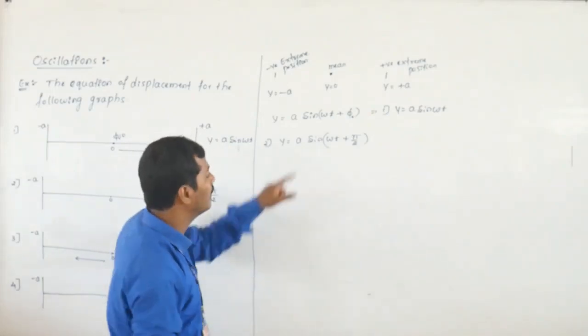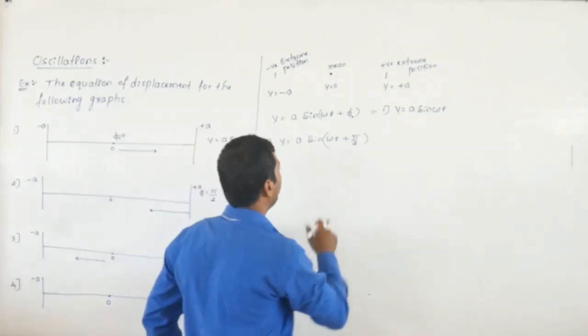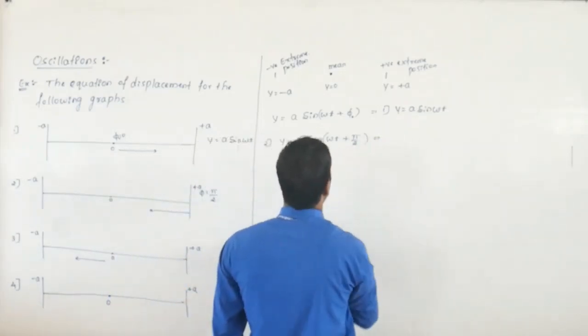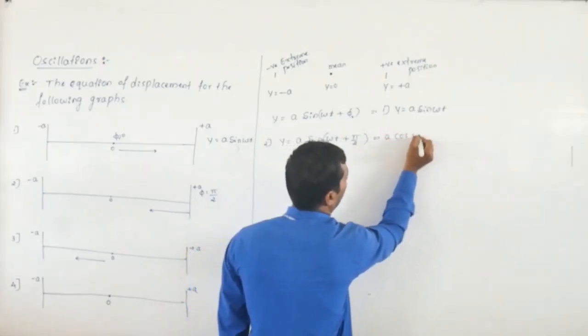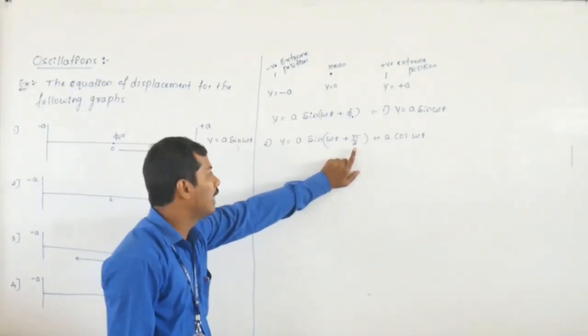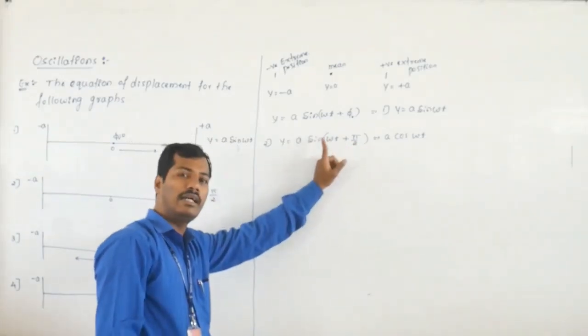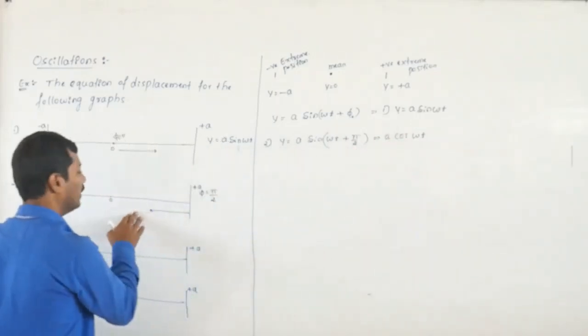In the second quadrant sine is positive. So sine is positive now, so it becomes A into cos of omega t, because it is an odd angle: sine of 90 plus theta is cos theta. So it is A cos theta. Its equation is here.